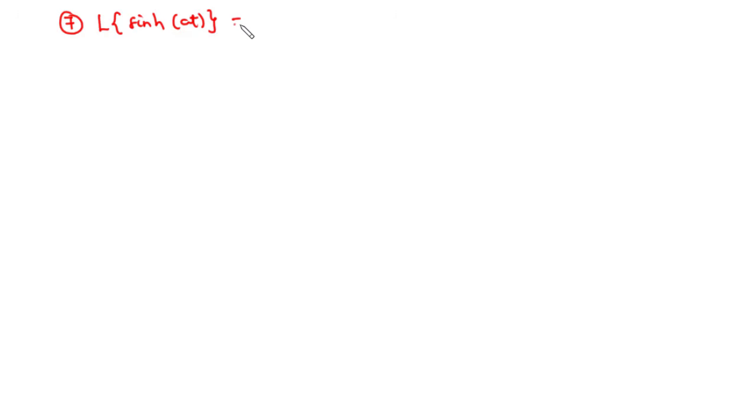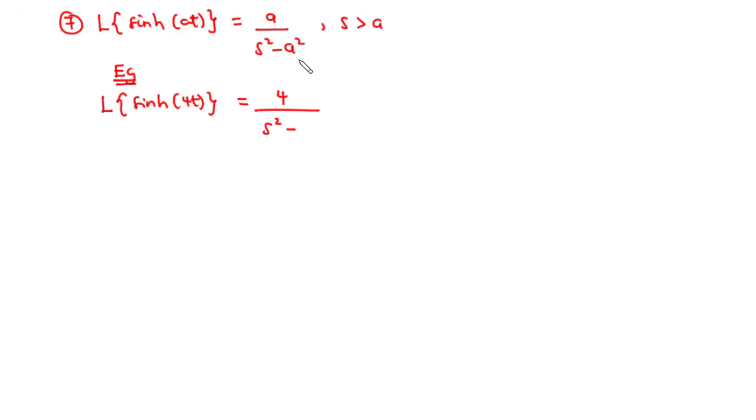and that is equal to a divided by s square minus a square, where s is greater than a. So taking an example, if you want to find the Laplace transform of the function sinh 4t, then that is equal to, we have a to be 4, so 4 divided by s square minus a square, so 4 square, and that will be equal to 4 divided by s square minus 16.